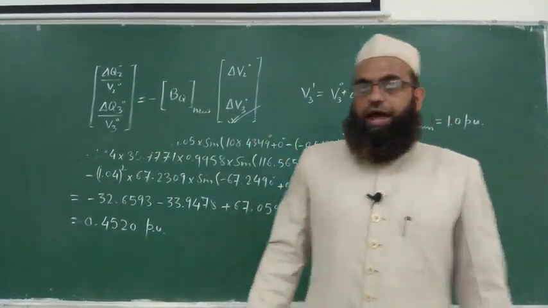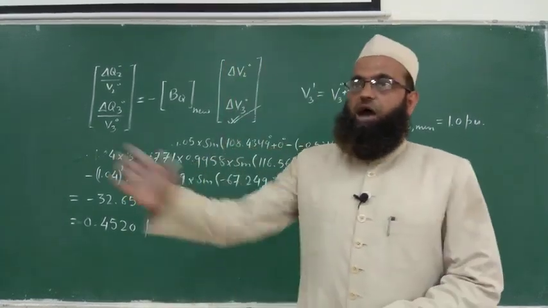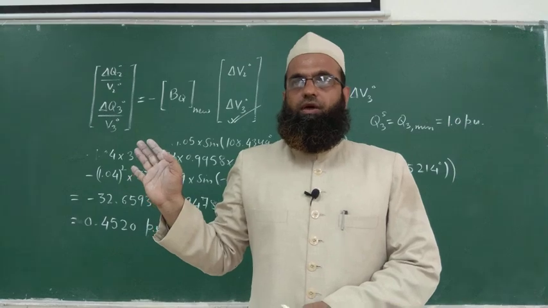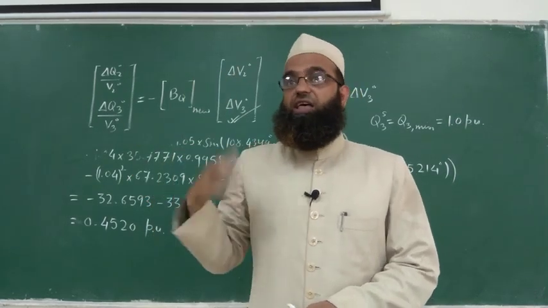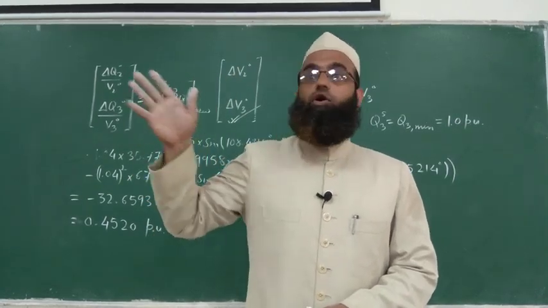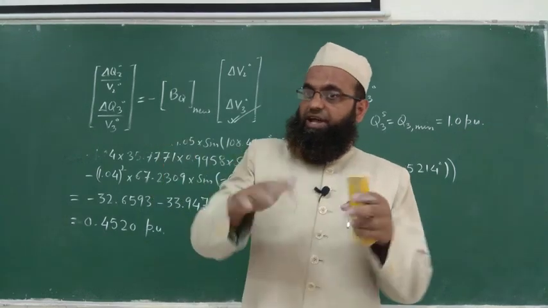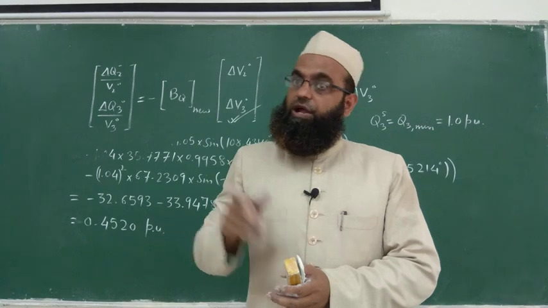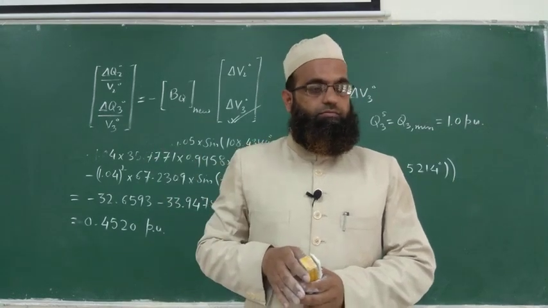Remember that in the fast decoupled load flow method, we have assumed that conductance is nearly equal to 0. It means the X upon R ratio has been assumed very high, nearly equal to infinity. It means for test systems having a higher X by R ratio will converge faster. Is it clear to you?